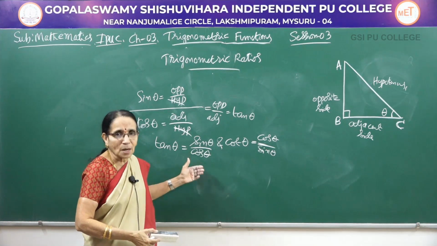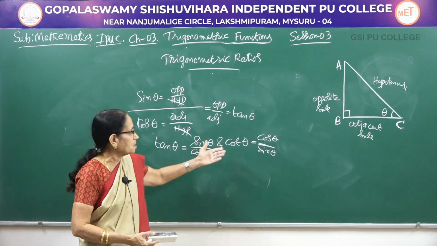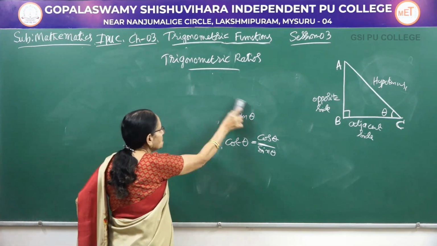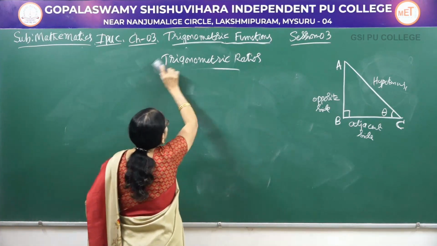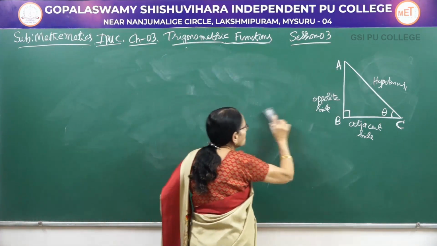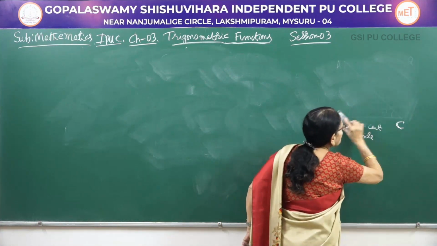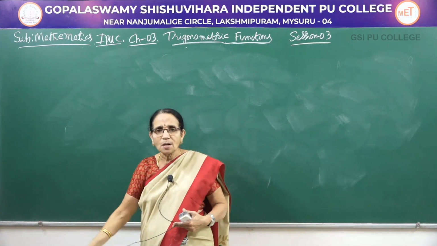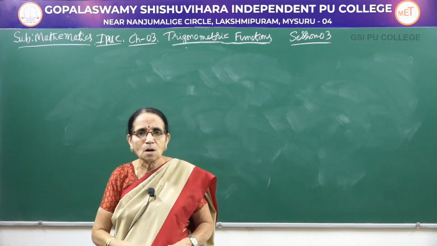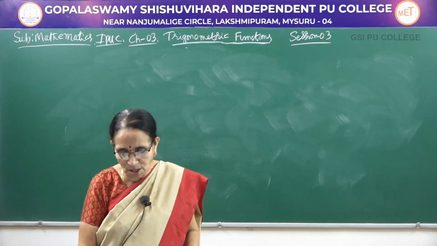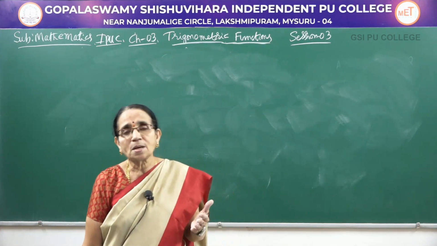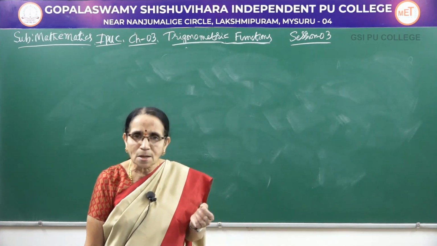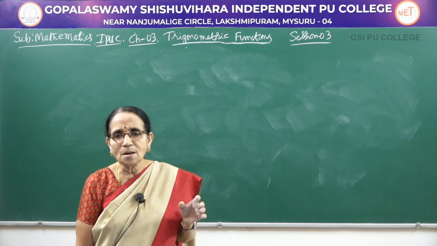Suppose you come across sin theta by cos theta, you can write it as tan theta. Same thing holds good here. So, because of the definition of the trigonometric ratios, we got these 2 information. One is there are 3 pairs of reciprocal ratios: sin and cosecant, tan and cot, cos and secant. And the next one is sin theta by cos theta is equal to tan theta. Similarly, cot theta is equal to cos theta by sin theta.